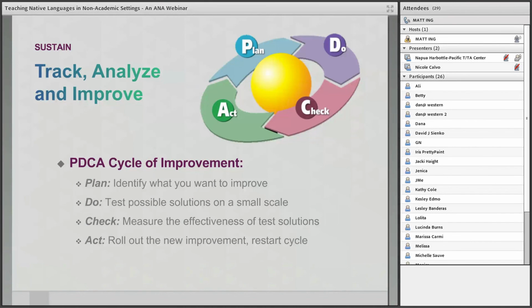To sustain, you have to track, analyze, and improve. Again, look at this, the PDCA cycle of improvement. Plan: identify what you want to improve. Do: test possible solutions. Check: measure the effectiveness of the solution. Act: roll out the new improved cycle. And all of us have done things similarly.